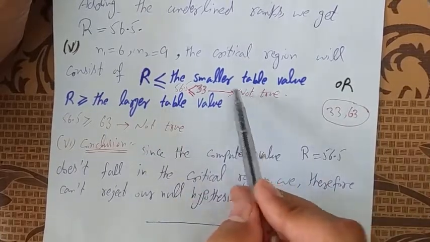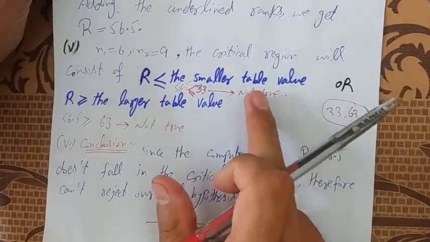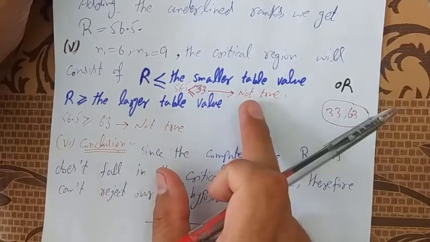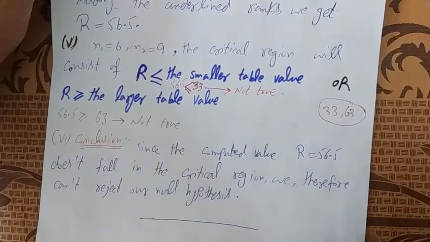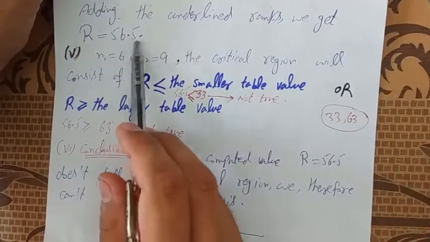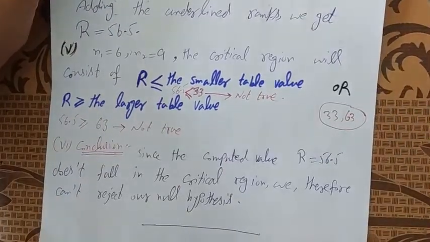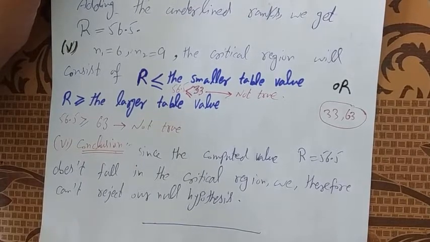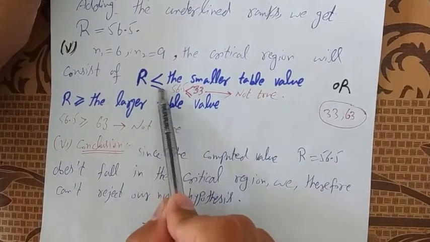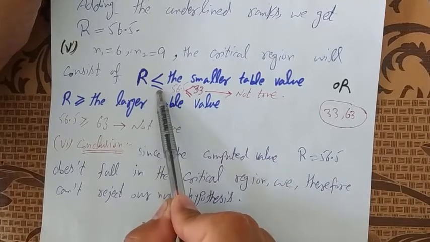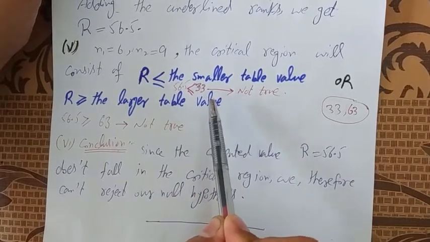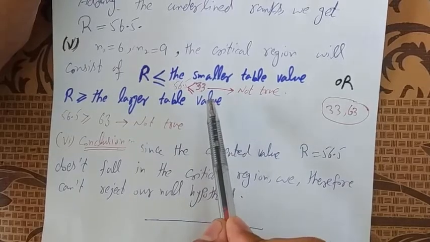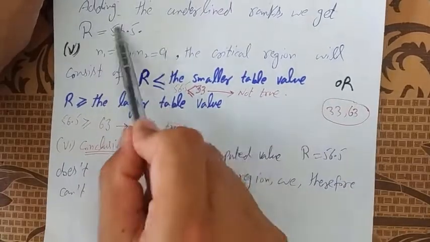If this relation is not true, then we can say that our computed value does not lie in the critical region. If this statement holds, meaning this statement is true, then we say our computed value lies in the critical region.